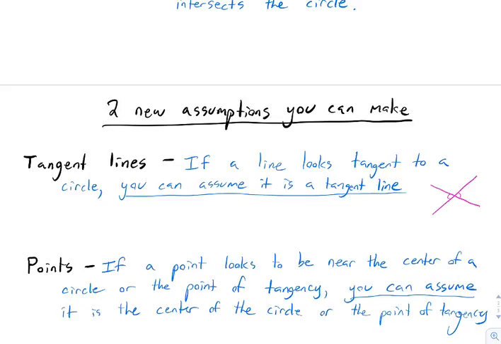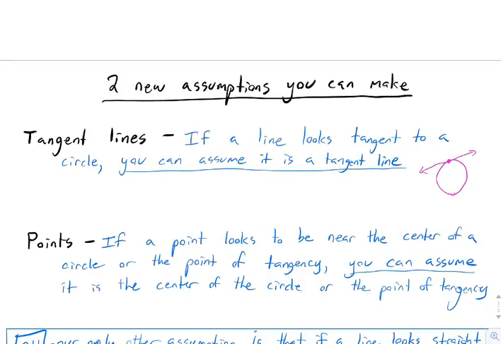Now we're going to add 2. If something appears to be a tangent line, then it is a tangent line. So for example, if I draw a circle and I draw something like this and put a dot there, that looks like it's a tangent. I don't need to explicitly say that. You can assume that's a tangent line. Okay. Secondly, points.